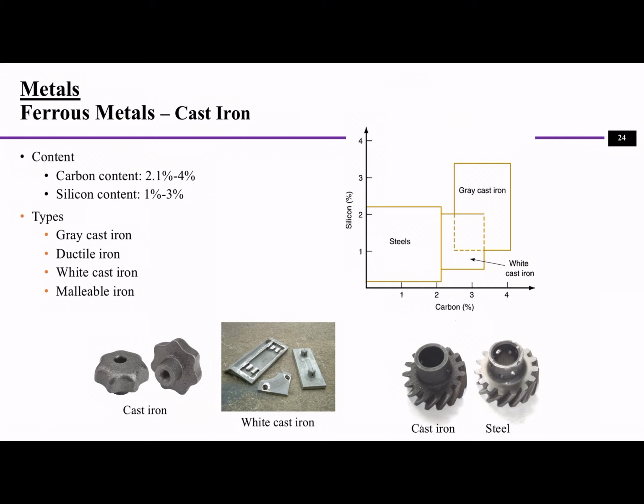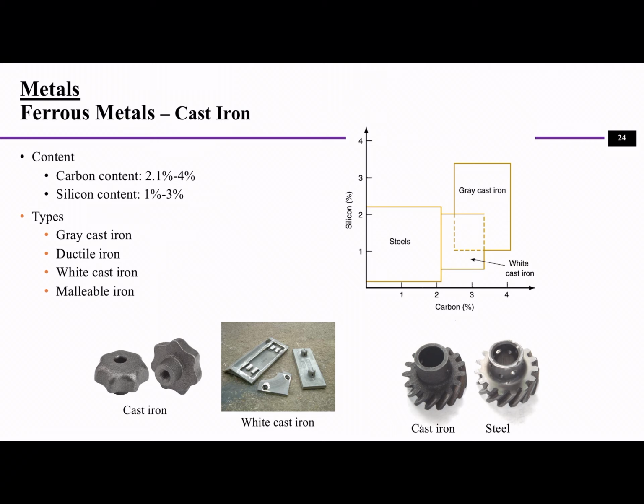Then another major type of ferrous metals is cast iron. So for cast iron, we mentioned that for steel the carbon content is less than 2% or less than 2.1%. While cast iron usually has a carbon content bigger than 2.1% and less than 4%. And it also has a silicon component between 1% and 3%. And some of the typical cast irons are gray cast iron, ductile iron, white cast iron, and malleable iron.